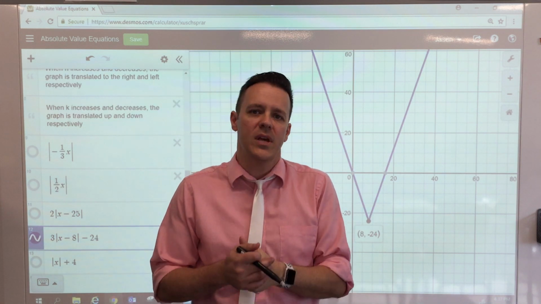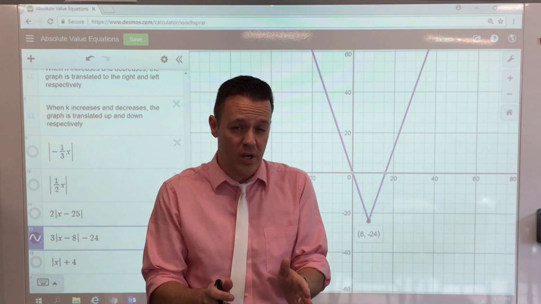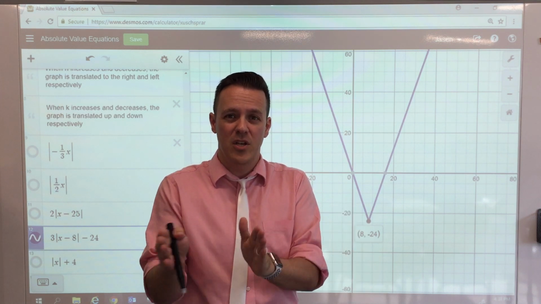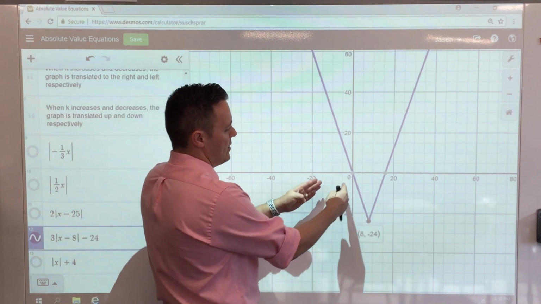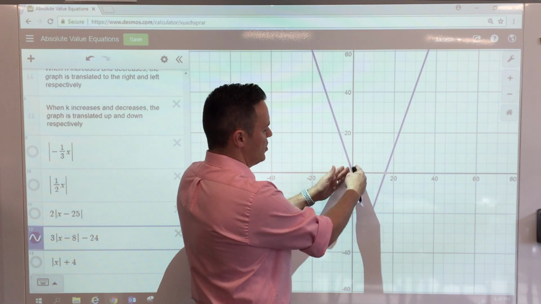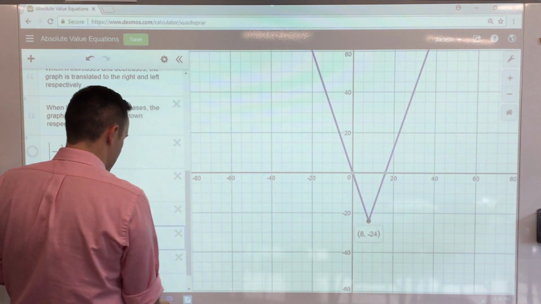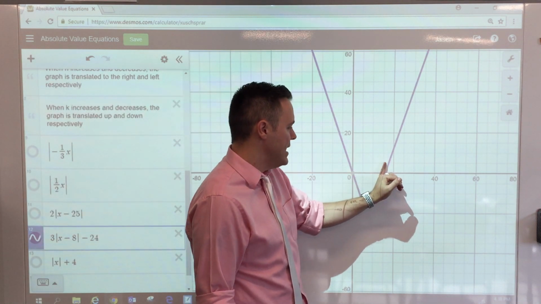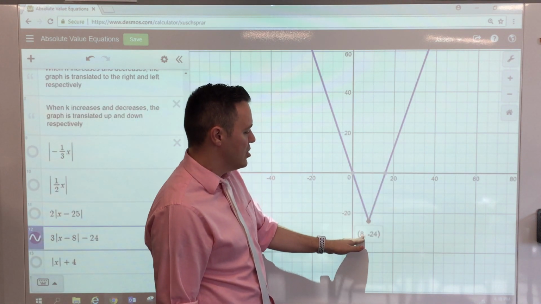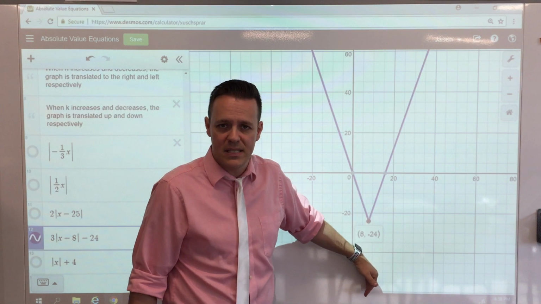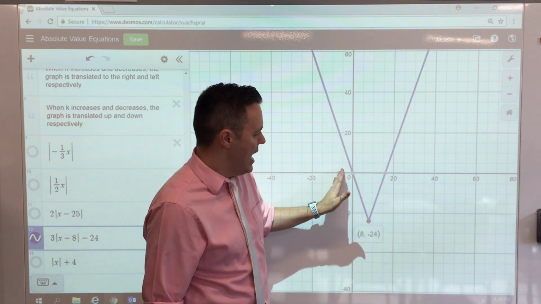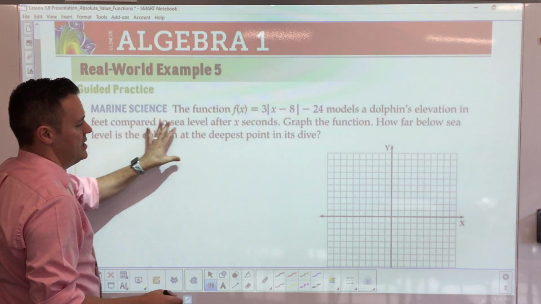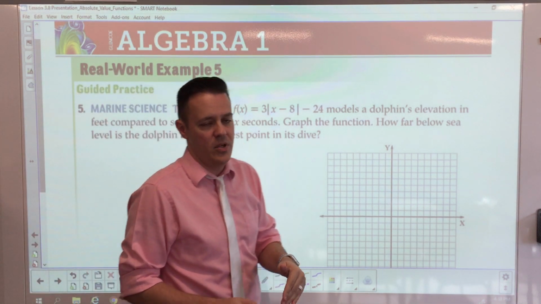So ladies and gentlemen, I hope you guys understood this lesson. In your homework, that'll be in the comments, what I want from you is to tell me how many units it moves the function. For example, if I were to ask on this one, what is it related to the parent function of f of x? I would want you to tell me that it moved 8 units to the right and 24 units down. Okay, 8 units to the right, 24 units down. Any question on that? So that's what I want from you guys.